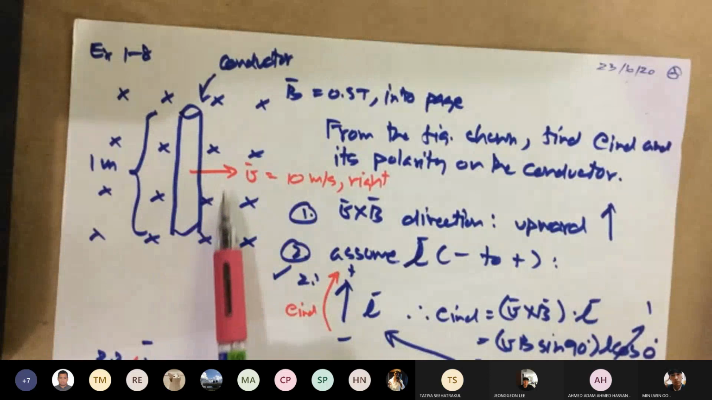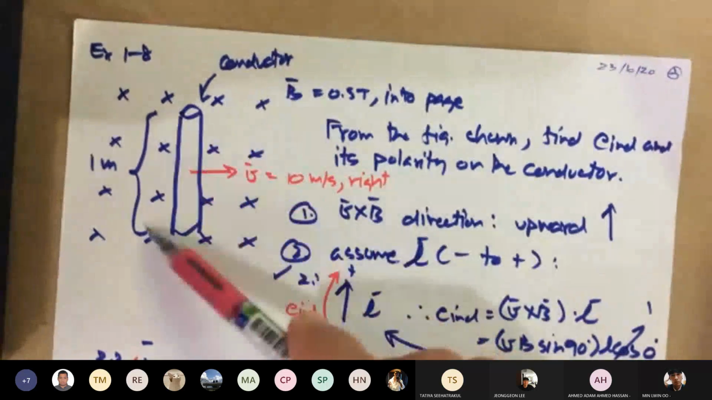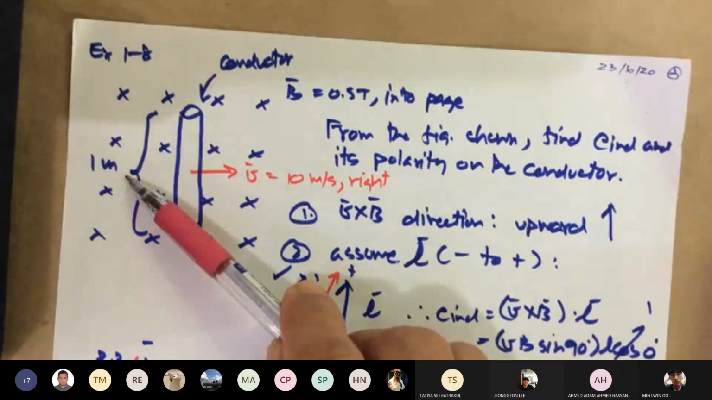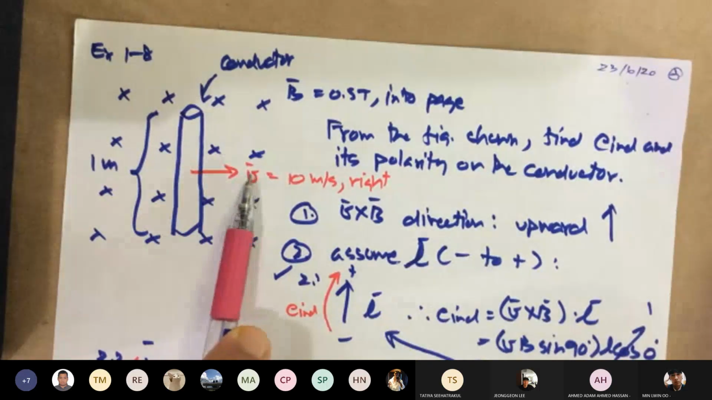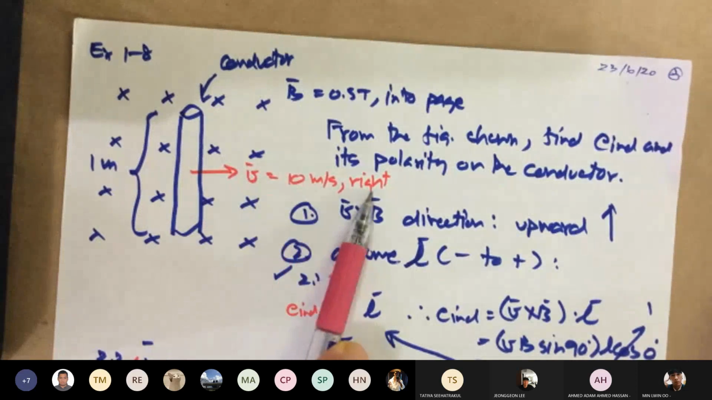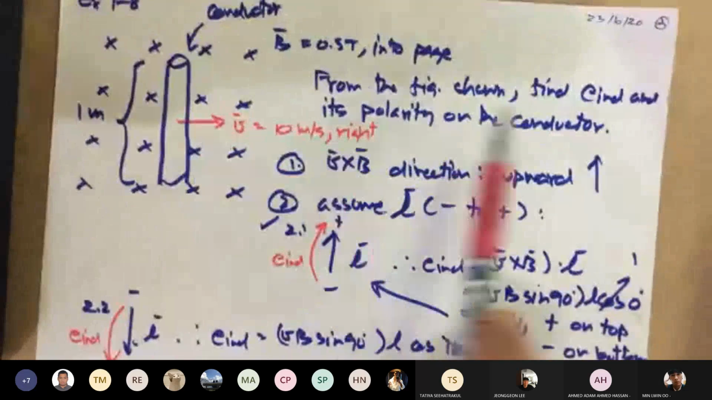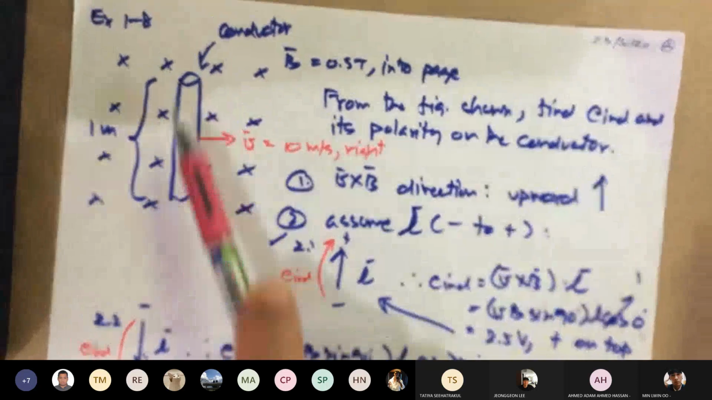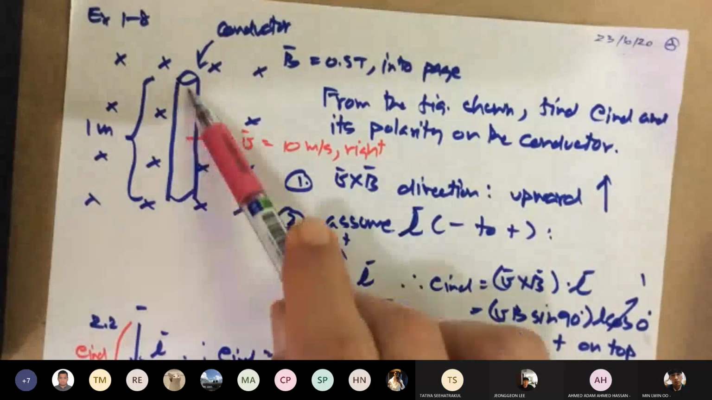Here we have a magnetic field, 0.5, into the page. You can see the bottom of the arrows of your magnetic field here. And you have a conductor inside that magnetic field, 1 meter inside. This conductor is moving to the right at 10 meters per second, showing you in the red ink here. From this setup, we want to find the induced voltage and its polarity on the conductor. So we need to know what happens to the voltage on this conductor and which end is positive or negative.